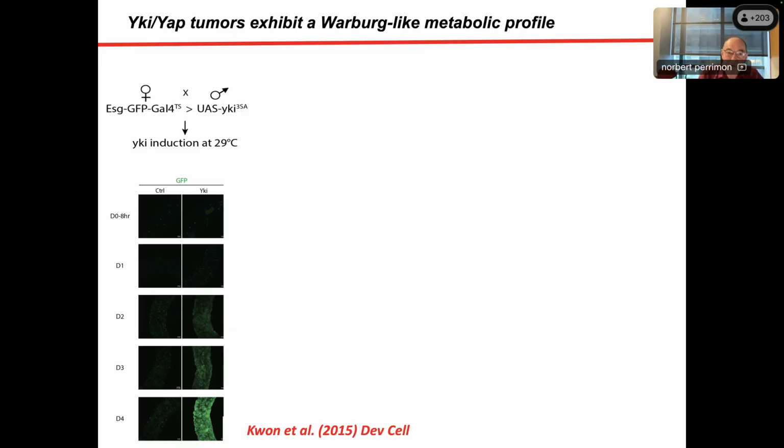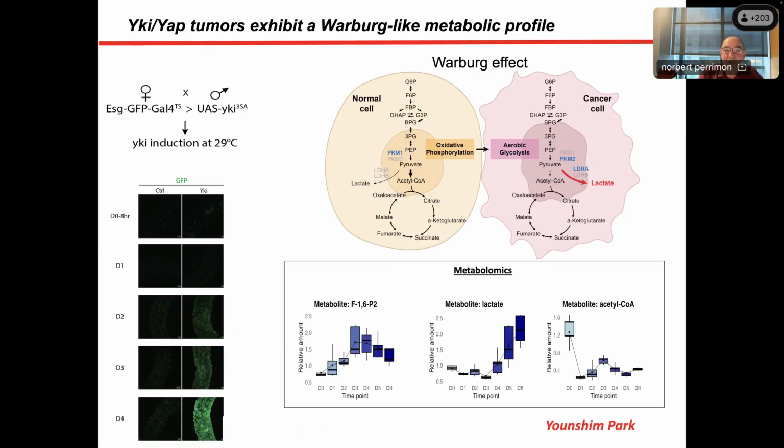Those tumors are quite reminiscent of human, or mammalian, tumors. For example, if we simply look at the metabolism, those tumors do consume a lot of glucose, which through aerobic glycolysis is transformed into lactate. So it's also known as the Warburg effect.